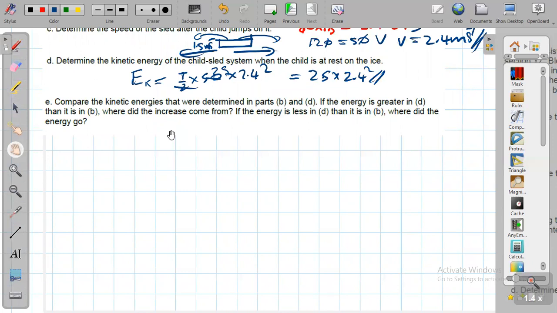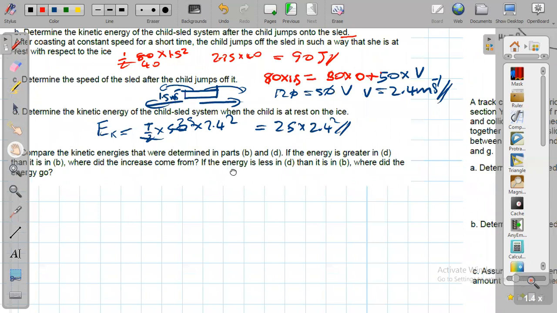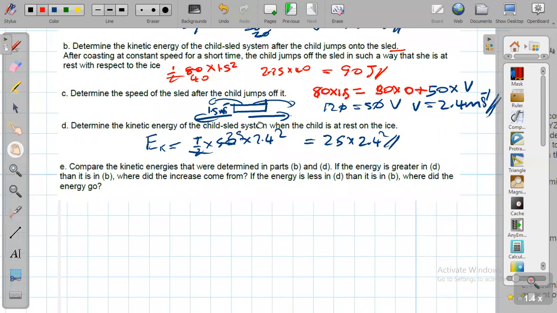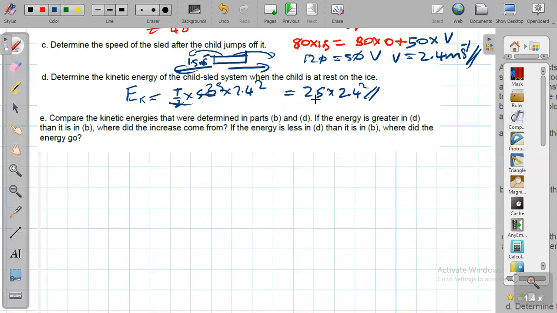Where did the increase come from? If the energy is less than B, where did the energy go? We are asked whether it is more or less, so we have to calculate it. In B it is 90. Here it is 25 times 2.4 squared. 2.4 squared is definitely more than 4, so the answer is bigger than 100. Bigger than 100 energy, again more than 90. So it has increased.